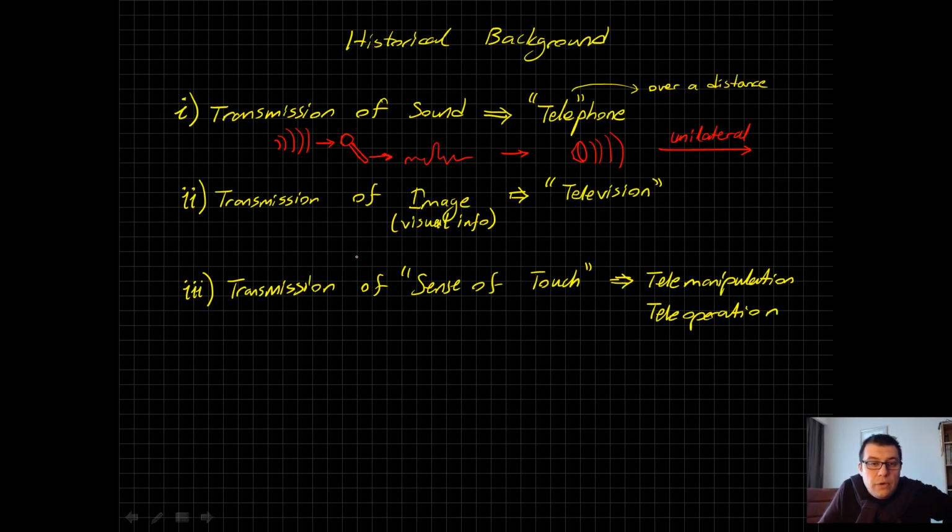of your computer. Transmission of image is a similar scenario. So you have some action here, you're recording your action through a camera, and this signal is being transferred to electrical signal, and on a screen you are creating the same image, right? So that is also unilateral.